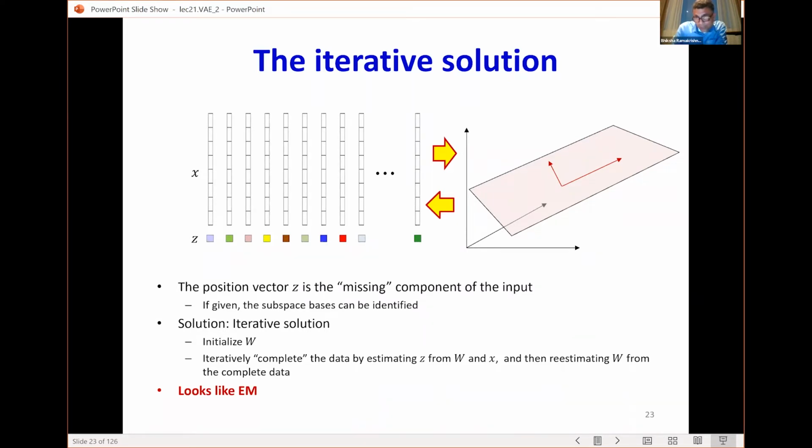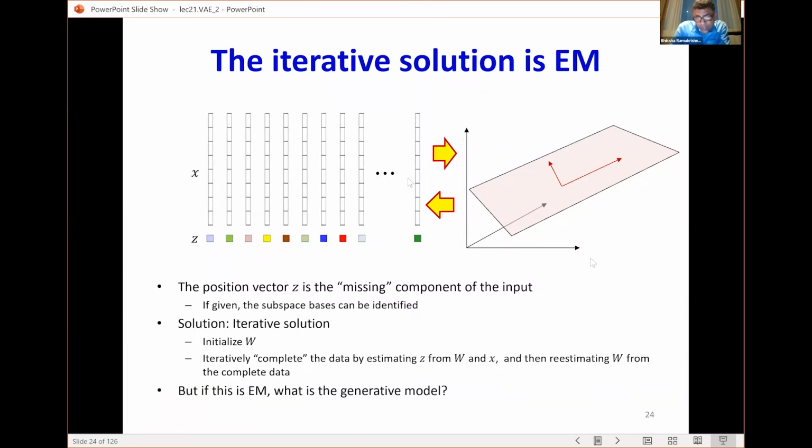We just went over this, right? This is just EM, right? So basically, if I do this iterative mechanism, when we train an autoencoder to minimize the error between the reconstruction and the original data, what we are performing is EM. But then we just saw that EM is really a mechanism for learning the parameters of a generative model. What is the generative model over here? There doesn't seem to be anything generative over here, right? You're just trying to find a principal subspace.